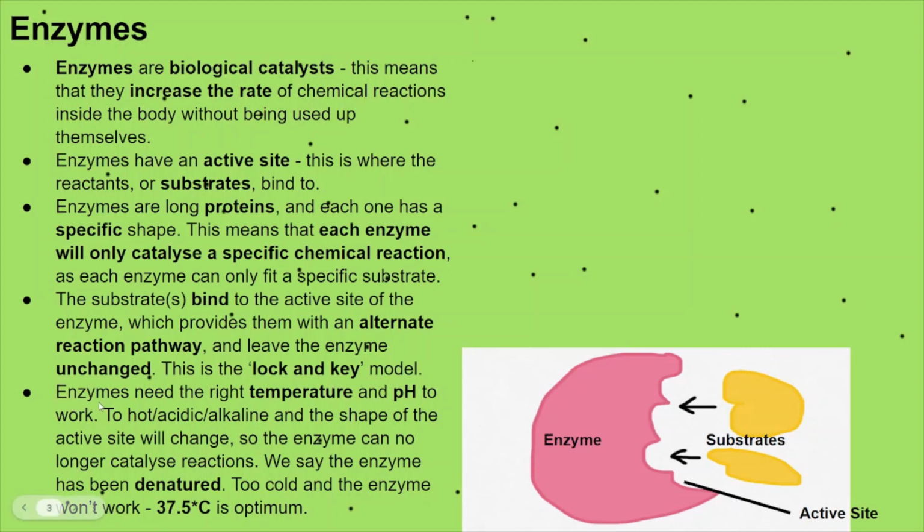Another thing to remember is that enzymes need the right temperature and pH to work. Too hot or acidic or alkaline, and this causes the active site to change shape, and then the substrates don't fit in and it doesn't work properly. And we say the enzyme has been denatured. This is a very important word to remember. The chances of you being asked what denatured means is very high.